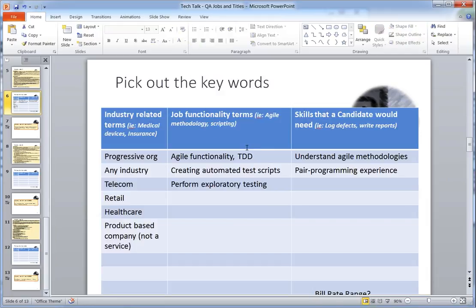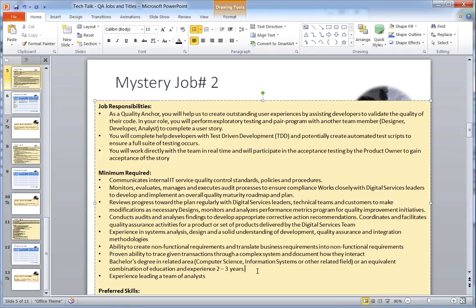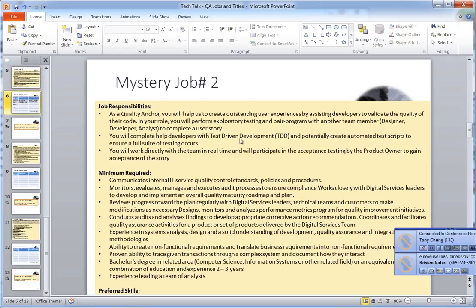Okay, anything else in job functionality and I guess skills at this point? Skills and job functionality that you guys could pull out of this? We didn't even cover stuff down here yet, and I'm rushing you guys a little bit. Strong communication skills. Okay, good.